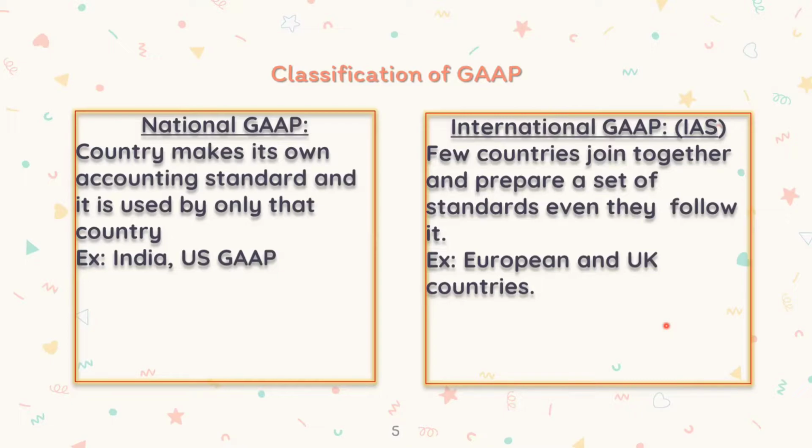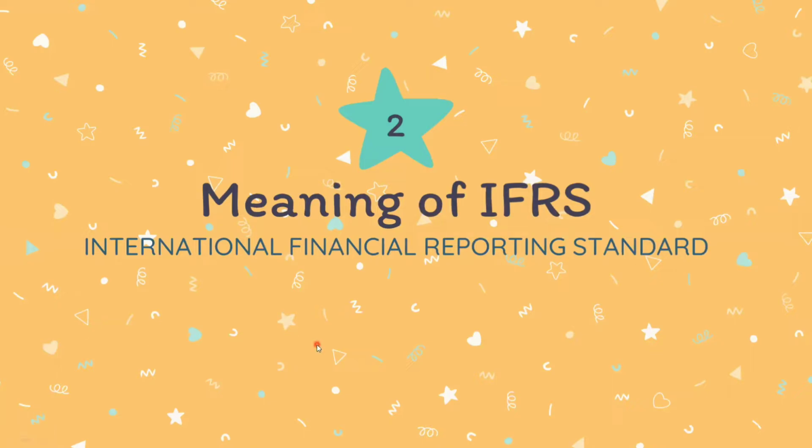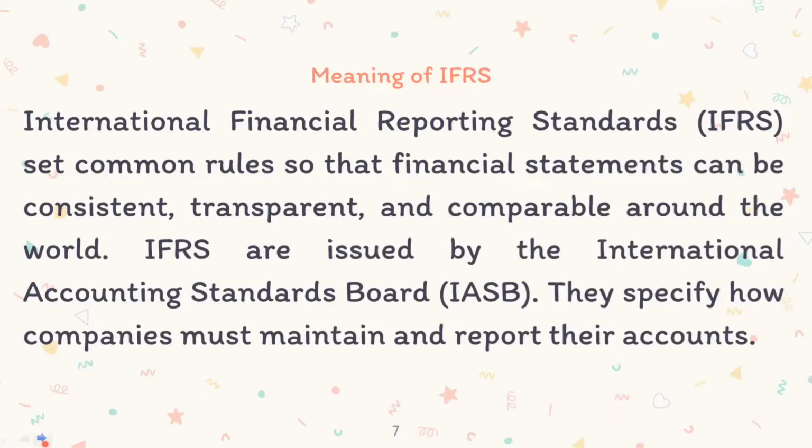Now, in order to remove this drawback, later on we got a new set of rules. That is what we are talking about next: IFRS. IFRS full form is International Financial Reporting Standard. Now, what is this International Financial Reporting Standard all about? This is a set of common rules which has to be followed by all the companies throughout the world. This common set of rules has to be followed when we are preparing the financial statement. And this set of IFRS has to be followed by all the companies throughout the world.